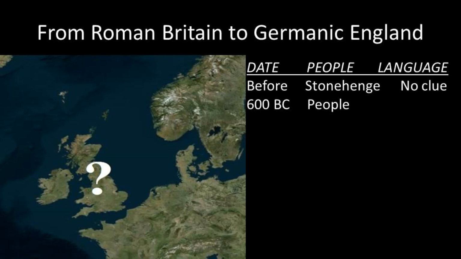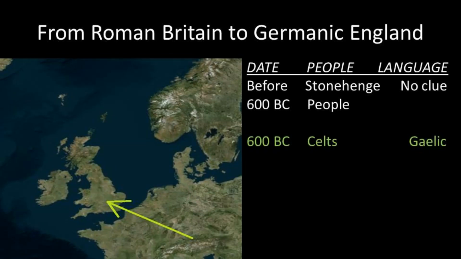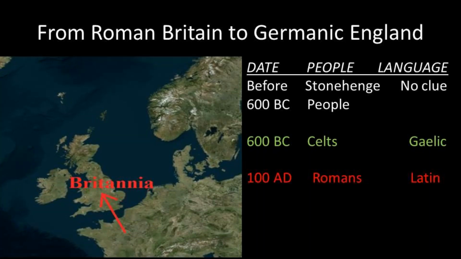The original inhabitants of the British Isles are largely unknown to us historically. Now, around 600 BC, or about 2,600 years ago, the Celtic people come from Central Europe and they come into Britain. About 100 AD, the Romans conquer Britain, and it becomes Britannia. And that's where we get the word Britain from. It comes from the Roman province of Britannia.